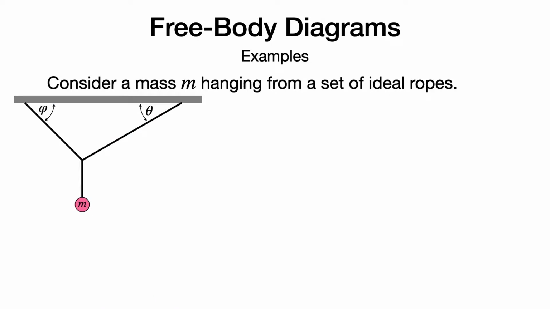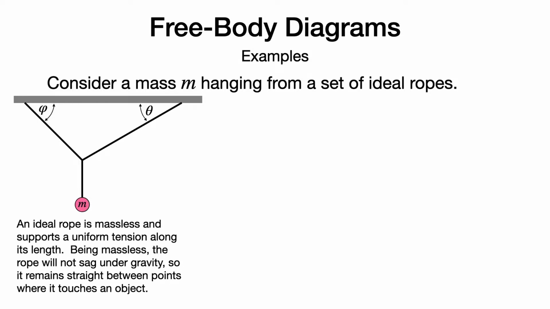All right, let's consider a third example. In this case, we have a mass hanging from a set of ideal ropes. First of all, what is an ideal rope? Well, an ideal rope is massless and supports a uniform tension along its length. Now, because it's massless, this means that the rope will not sag under gravity, so it will remain straight between the points where it touches other objects, like the ceiling, or where it joins a vertex with other ropes.